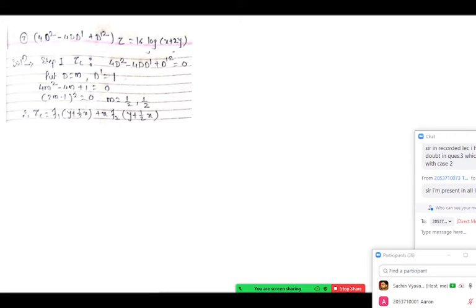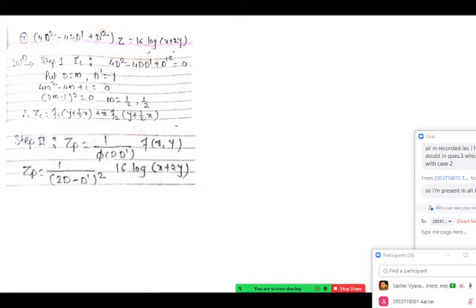Okay, now step 2 is important. In step 2, we are going to compute the PI. And you will observe the RHS is not an exponential, and not a trigonometric function. As it is logarithmic, we have to use the general method only. So step number one, we write zp = 1/φ(D, D') of f(x, y).